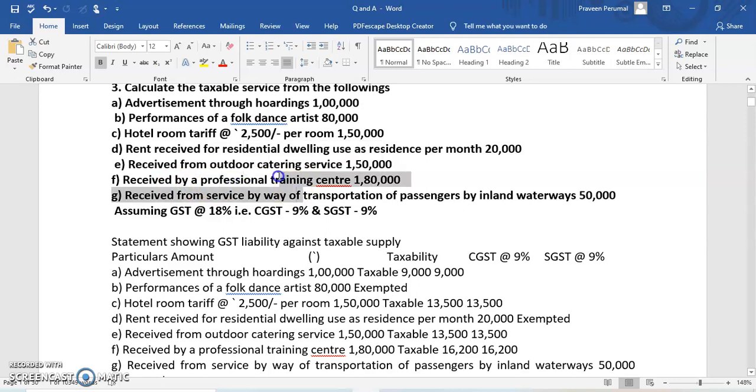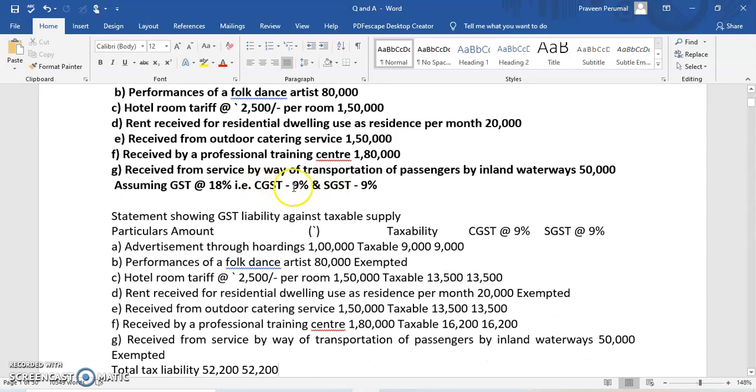Then, amount received by a professional training center. They are not actually schools or colleges. It is a professional training center, therefore it is taxable. So 1,80,000 at 18%, of which CGST is 9% and SGST is 9%, so it is 16,200, 16,200. Then next, amount received from service by way of transportation of passengers by inland waterways. Now, transportation through inland waterways is completely exempted as per government exemption. Therefore, 50,000 is exempted.